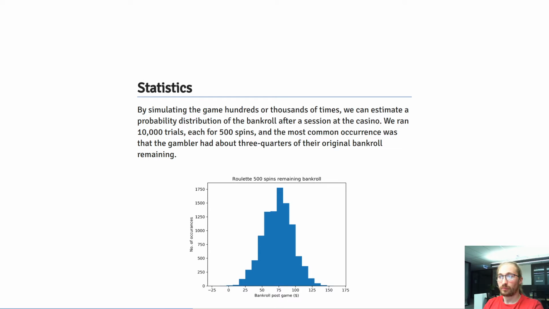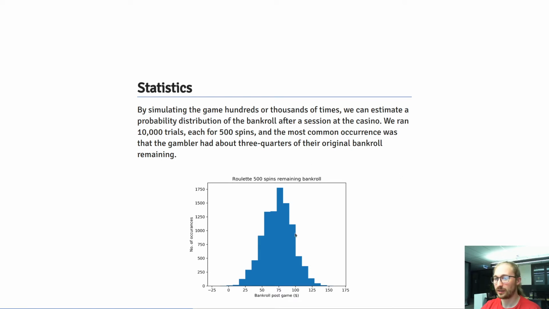By simulating the game hundreds of thousands of times, we can estimate a probability distribution of what my final bankroll will look like after a session at the casino. Here, we started with $100 as we did before, and we simulated 10,000 trials, each of 500 spins, and then we created this histogram of the data. This histogram represents my bankroll after each round and the number of occurrences of that in 10,000 trials.